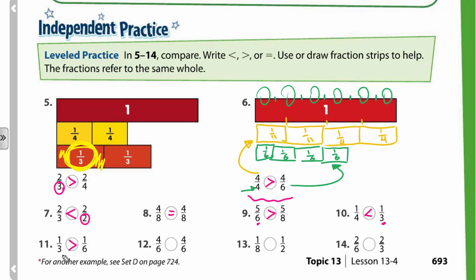Why? Because the 6 is big, so small fraction. The 3 is small, so bigger fraction. The denominator smaller gives bigger fraction. The denominator bigger gives smaller fraction. Great.